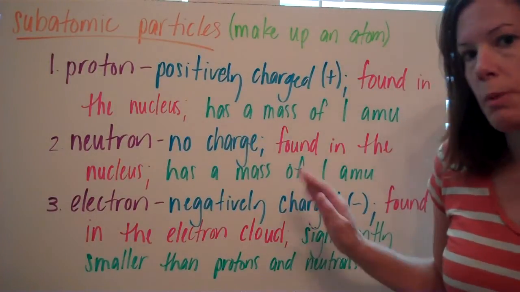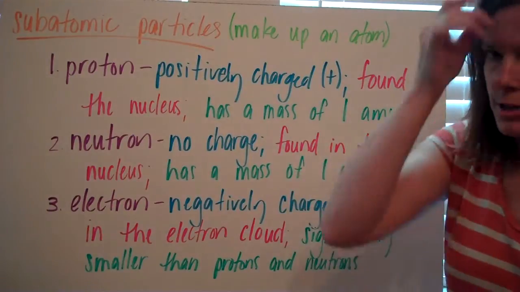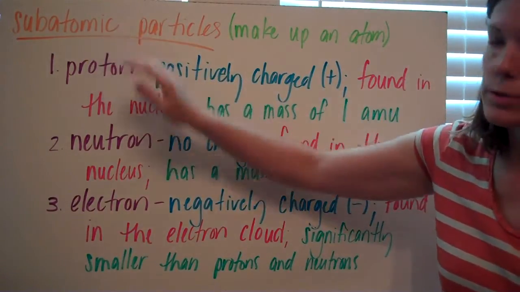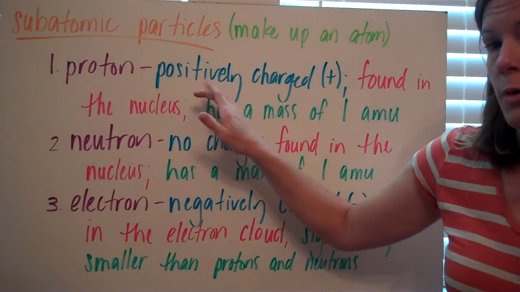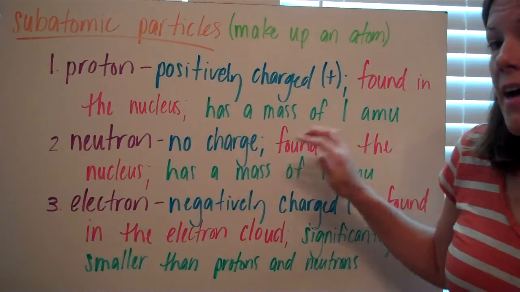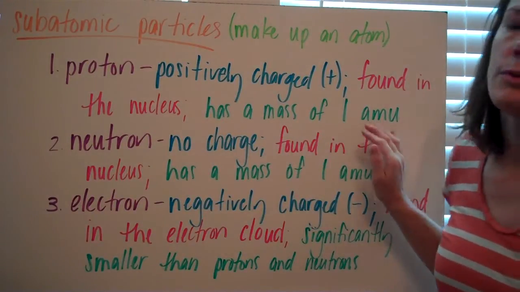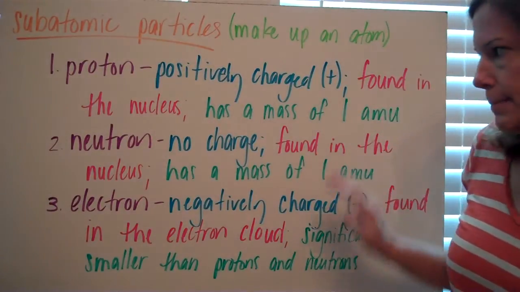So there's two major parts to an atom, but there's actually three particles that make up an atom, and those are called subatomic particles. The first one is a proton. Protons are the positively charged particles that are in an atom. They are found in the nucleus, and they have a mass of 1 AMU, which stands for atomic mass unit. And I'll talk more about what that is in just a second.